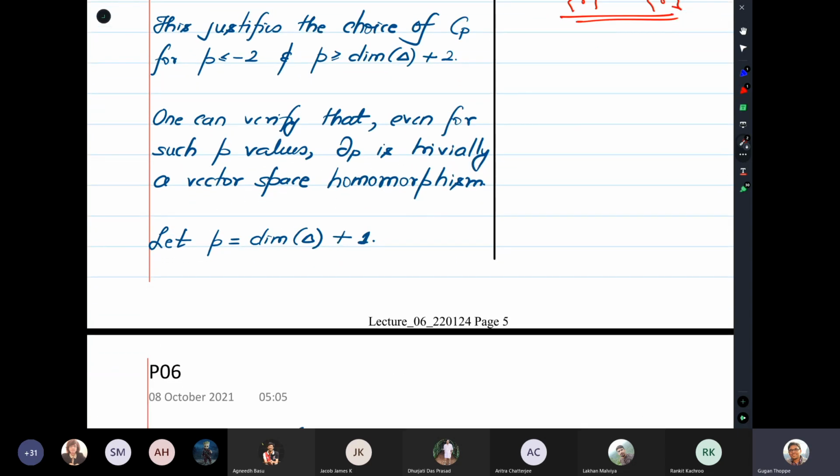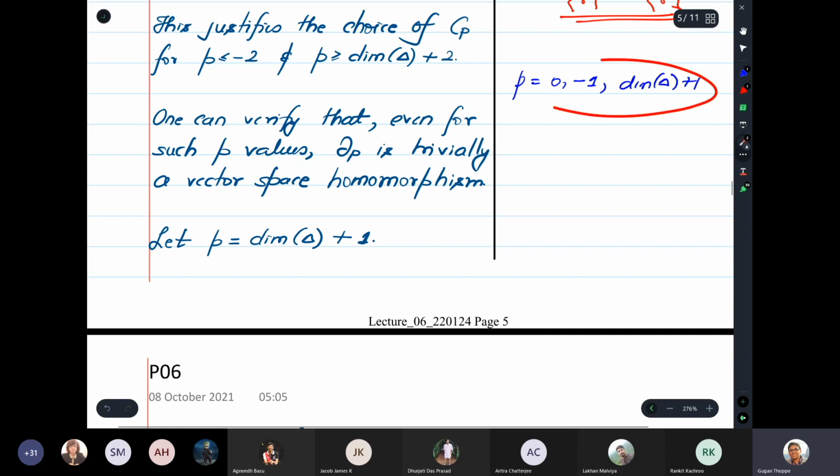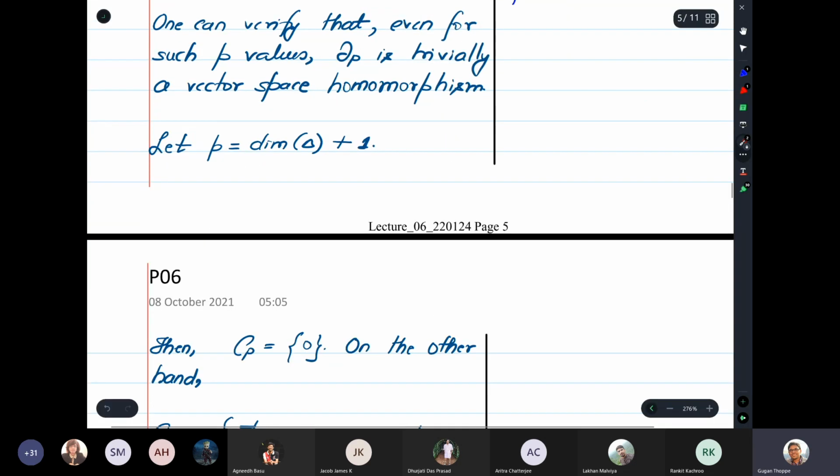All right, so let us advance. What we have managed to show is that for any p less than or equal to -2 and for any p bigger than dimension of delta plus 2, we can define this ∂p. Now three p values are remaining. The first is p is 0, -1, and the last is dimension of delta plus 1. For these three values, we still haven't defined this ∂p operator, which we will do now, and we will carefully go over it.